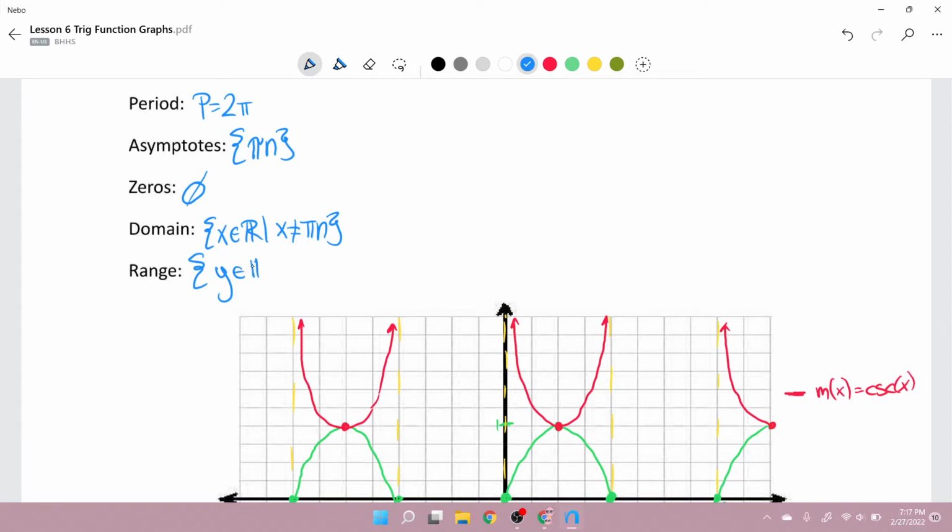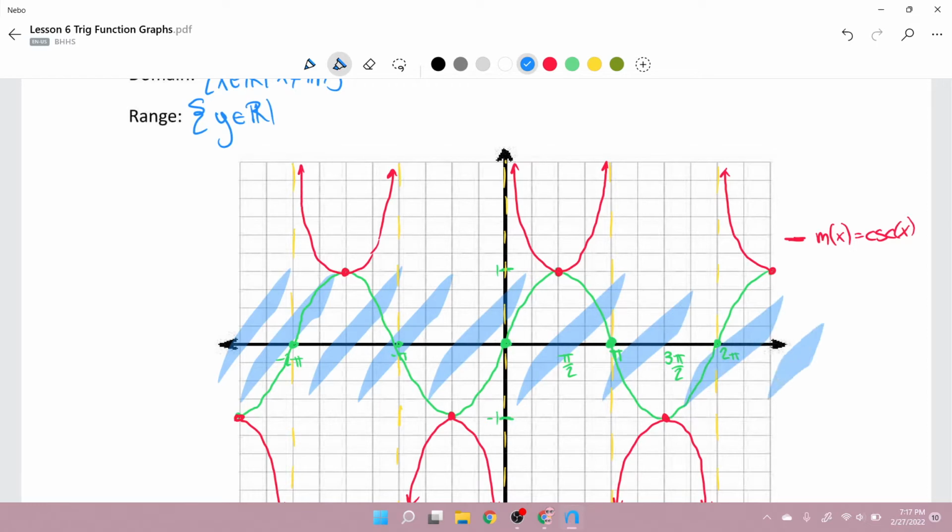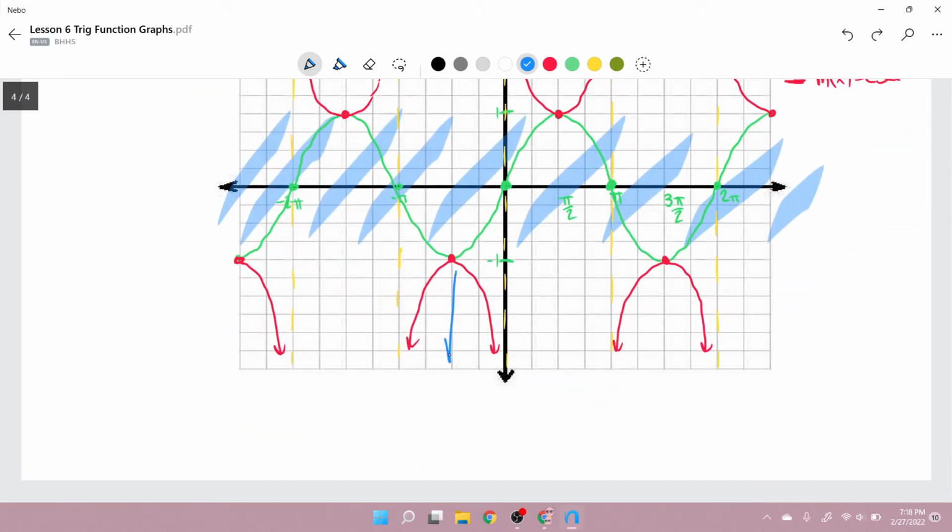Y is an element of all real numbers such that. Same range, same idea as secant of x. We do not exist in between 1 and -1, right? Our function does not exist between 1 and -1, or -1 and 1. So how we write this is we just write everywhere where our function does exist, which is greater than or equal to 1 or less than or equal to -1. We will have functional values.